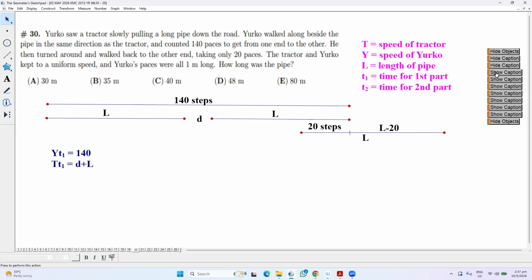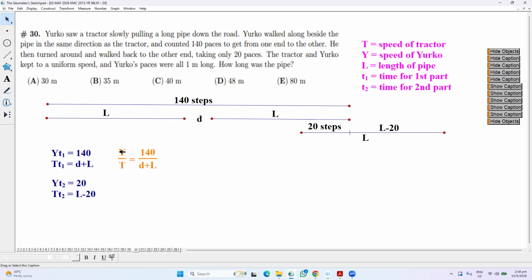Second equation: he walked back, so his speed is Y, time T2, the 20 steps. During this time T2, the front goes from here to here. So the distance is L minus 20 steps. The tractor speed times time, the front of the tractor comes to here, distance L minus 20 steps. So we don't need T1 and T2. We divide, just to help understand the motion only.